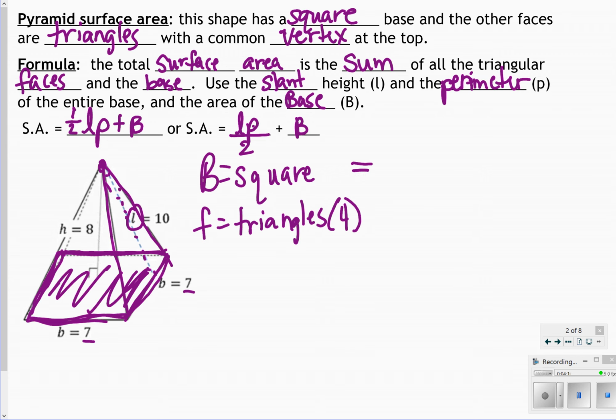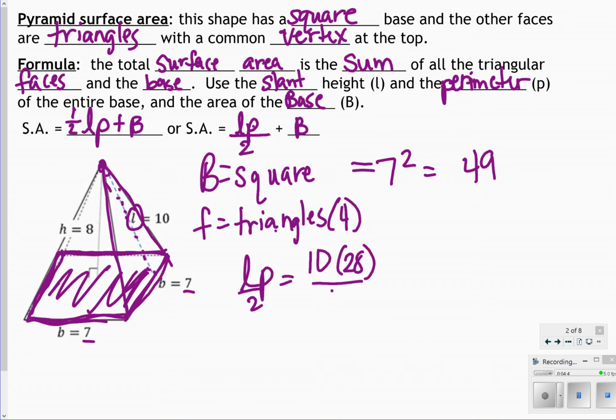So if we wanted to figure out what the base is, our base is 7 squared because it's side times side, and that is 49. Well, there's 2 different ways that we could find the other part down here for the faces. So if we used our formula, LP divided by 2, our L is 10, our slanted height is 10. Our perimeter is the perimeter of the base, and that is 7 times 4, so that's 28, and then we're going to divide it by 2.